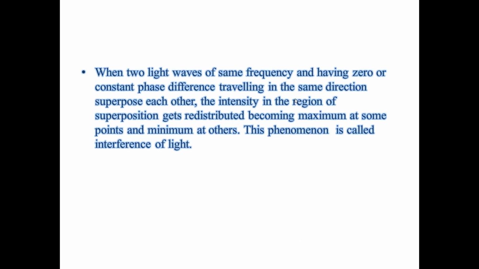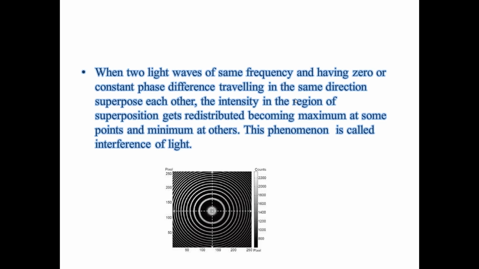Therefore, when two light waves of same frequency and having zero or constant phase difference traveling in the same direction superpose each other, the intensity in the region of superposition gets redistributed. At some regions, intensity becomes maximum and some other regions, intensity becomes minimum. This phenomenon is known as interference of light.